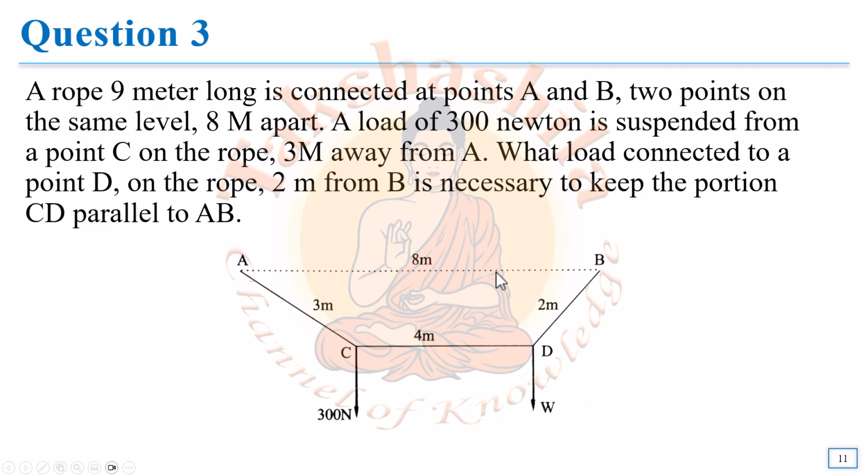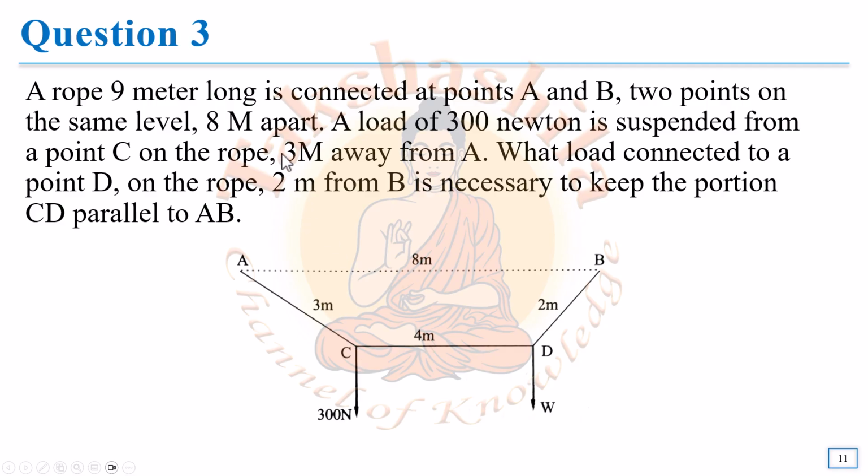And the distance between A and B is given as, so you can see A and B are 2 points on the same level. So I have marked A as well as B on the same level and they are 8 meters apart. I have marked it there. Then I am placing a load of 300 Newton suspended from a point C on the rope.